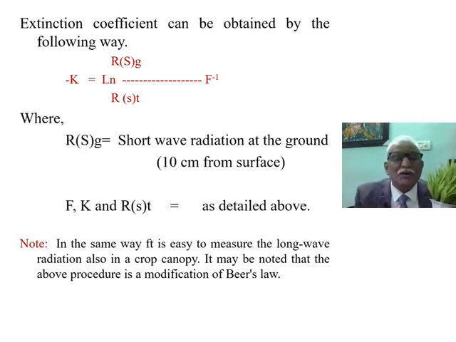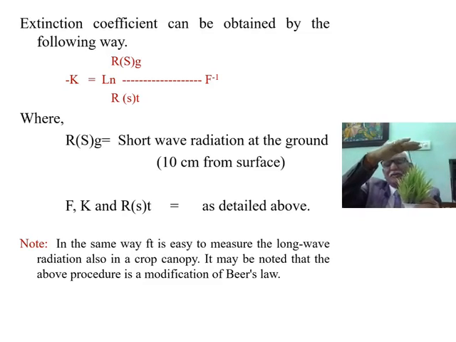Now, what is very important? We should note some important things. In the same way, it is easy to measure the long wave radiation also in a crop canopy. It may be noted that the above procedure is a modification of Beer's law. Once again, the relative radiation intensity decreases exponentially with increasing leaf area. So the leaf area technique, the layer technique, is followed.